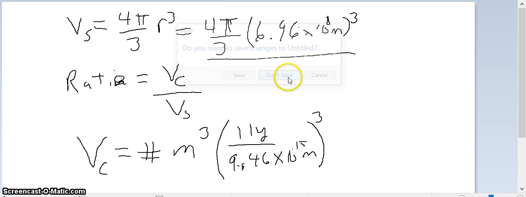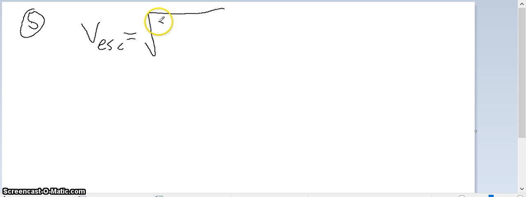All right, so let's move on to problem number 5. That one was a little bit long. So here's number 5. It's just an escape velocity equation, right? So the escape velocity is the standard thing, the square root of 2 times big G times the mass of the object divided by the radius. And this time, what they tell you is this is a planetary nebula.